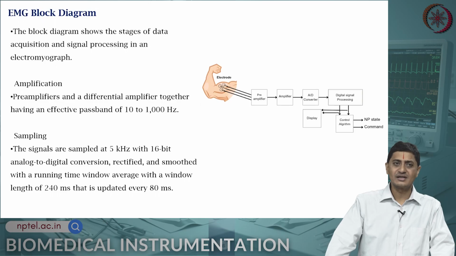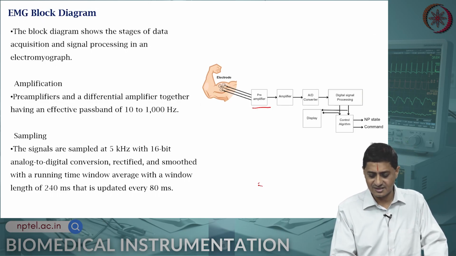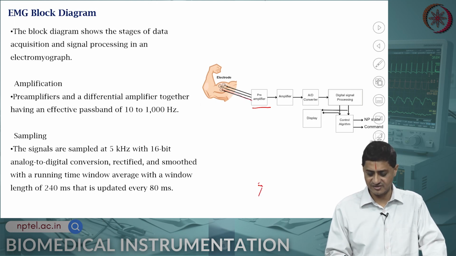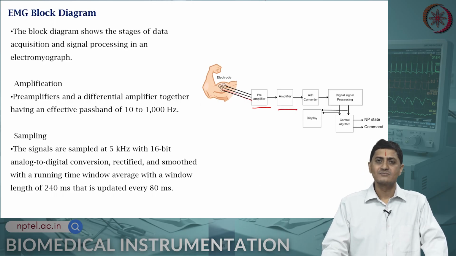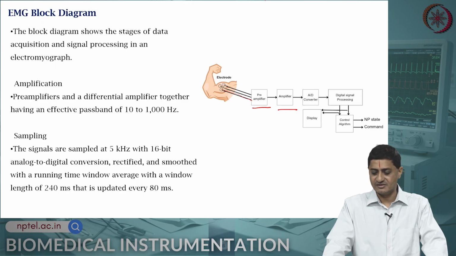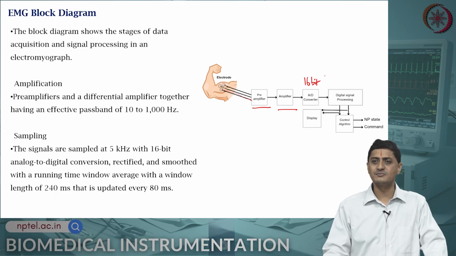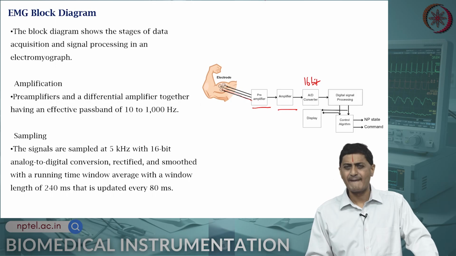Here is a block diagram of the EMG. You have a pre-amplifier that collects the data and performs the first amplification of the signal, and then you have the power amplifier, or the next stage of the amplifier, which you then pass on to the analog to digital converter. What is the resolution? Minimum 16-bit. Then you perform digital signal processing using a computer. You display this on the screen.